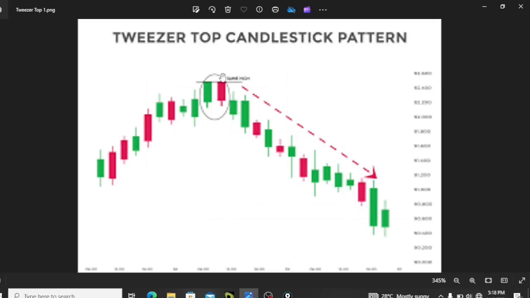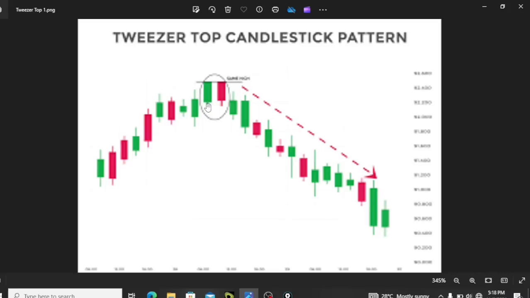So whenever this tweezer top appears, it should alert you that it is the climax of the move, and a turn is about to take place. A reversal is about to take place. So I want you to notice this tweezer top. Let me emphasize it more and more.